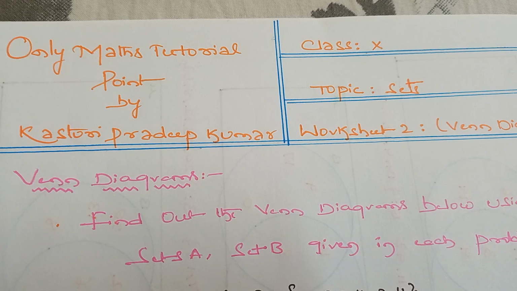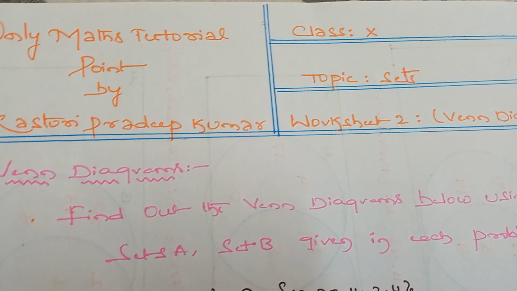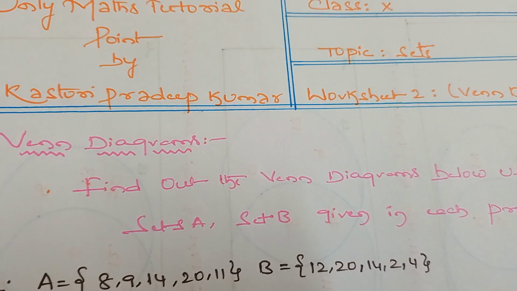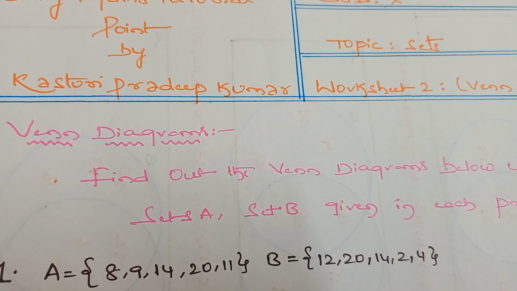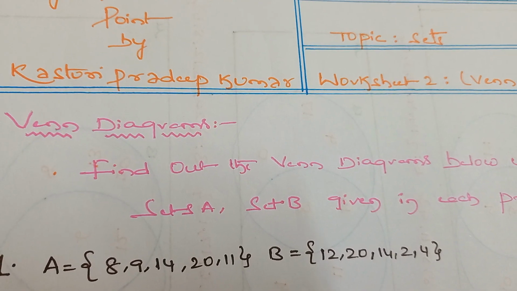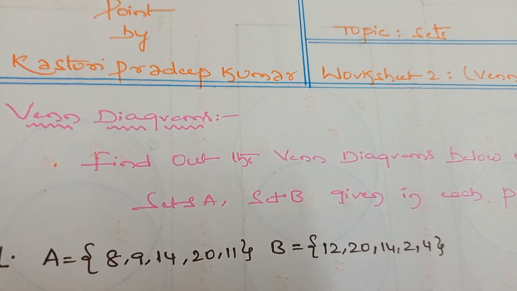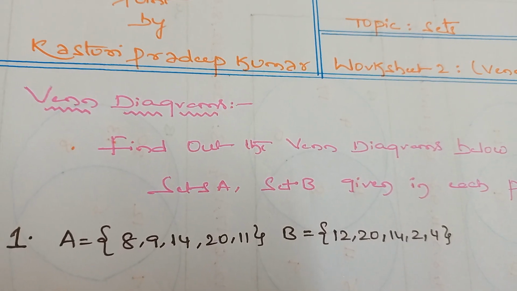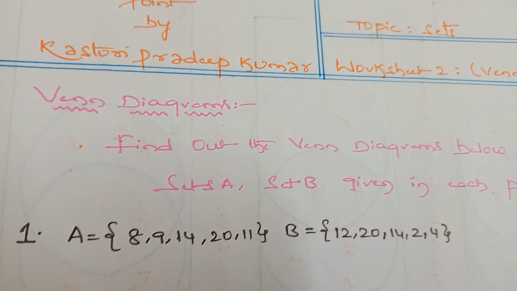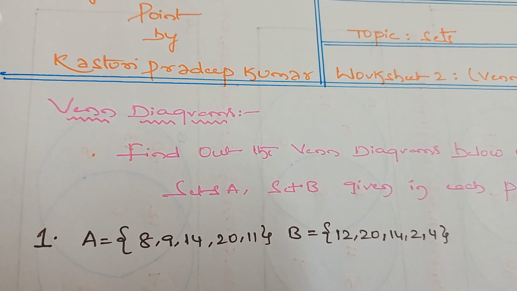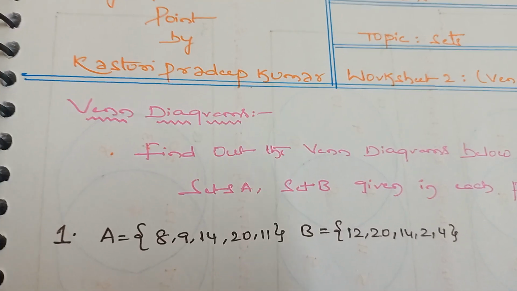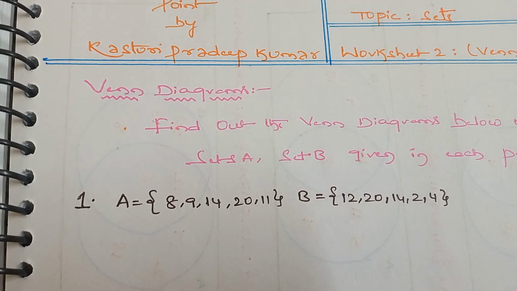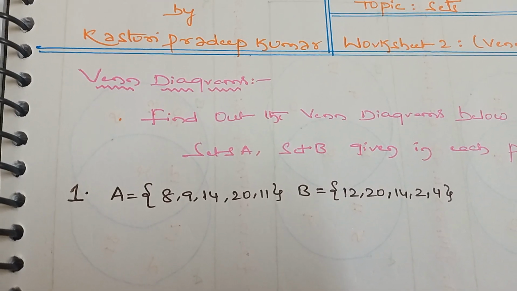Today we are going to continue with class 10th topic sets, worksheet 2, that is Venn diagrams. Students, I gave this work to you yesterday evening, and I said to attempt these questions. Whether it is wrong or right is up to you. Here I am giving all the solutions of yesterday's worksheet, so please try to concentrate. If you have any doubt, you can see this video.